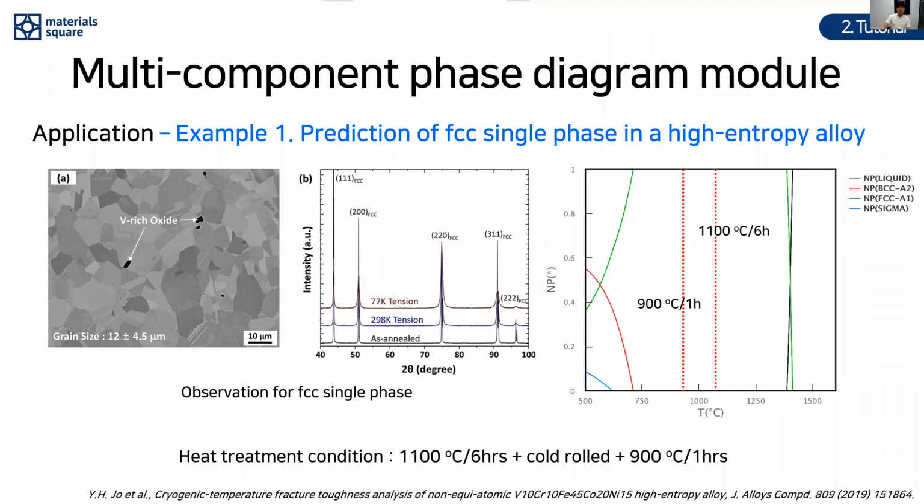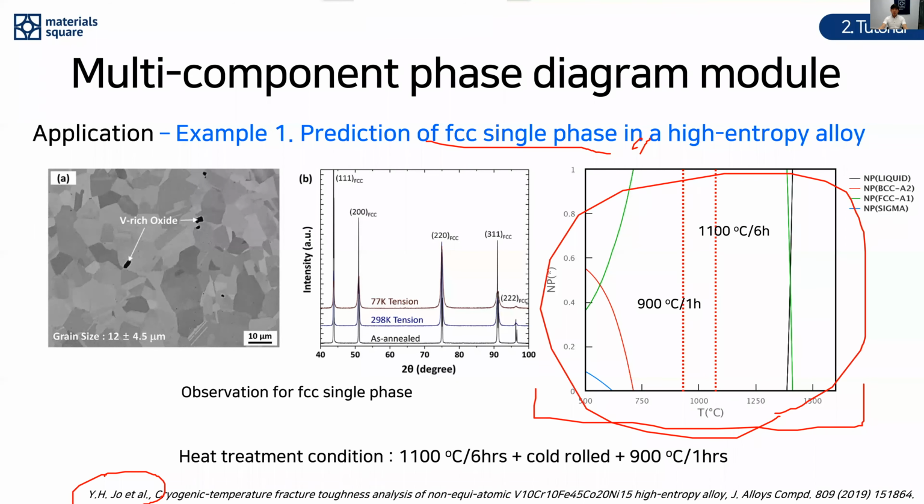Next, practically, the calculation result that you just obtained, like the following figure, was used to find the heat treatment condition. When the researchers manufactured the FCC single phase of high entropy alloy, due to this phase diagram, they could control the heat treatment condition like following condition.